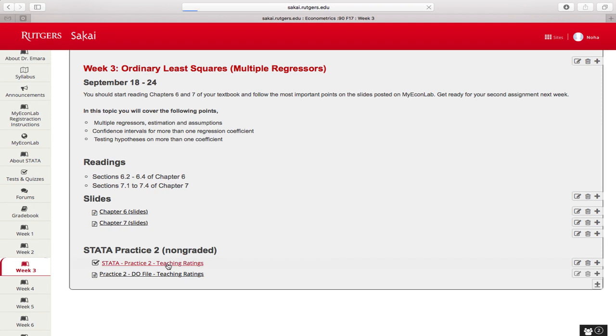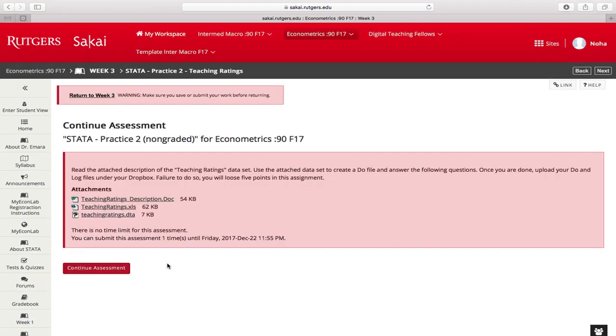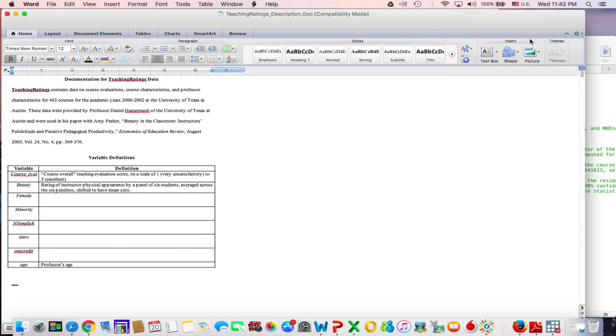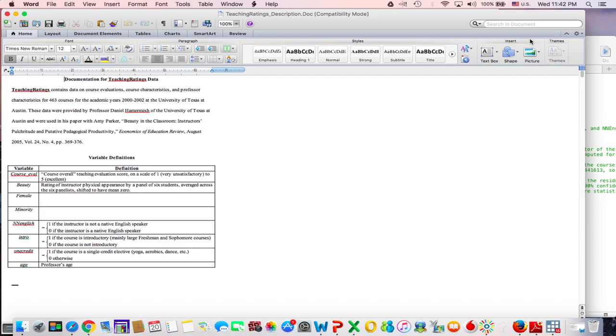Again, as I told you in the previous videos, it is always important to read the description of the dataset. The description of the dataset will tell you information about the data that you're using, and the abbreviations of the variables that you have. So in this document here, we have teaching ratings, which contain data on course evaluation, course characteristics, and professor characteristics on a sample size of 463 courses over one academic year at a certain university.